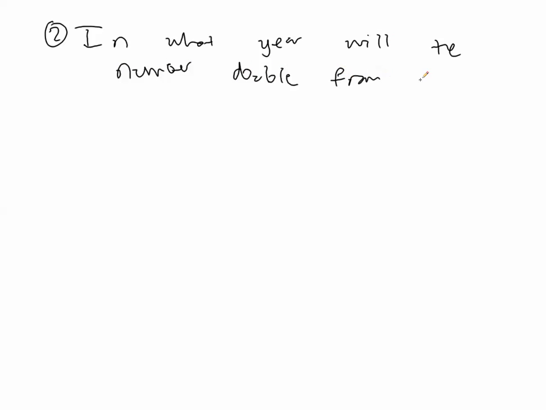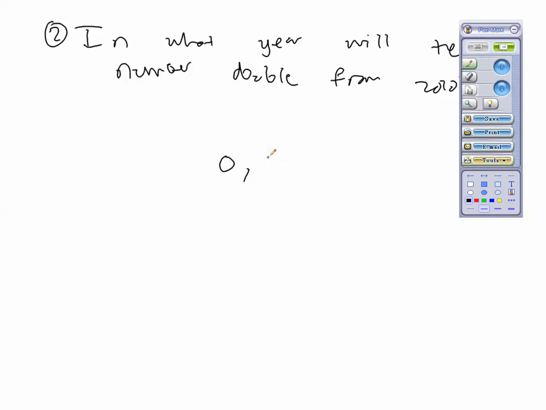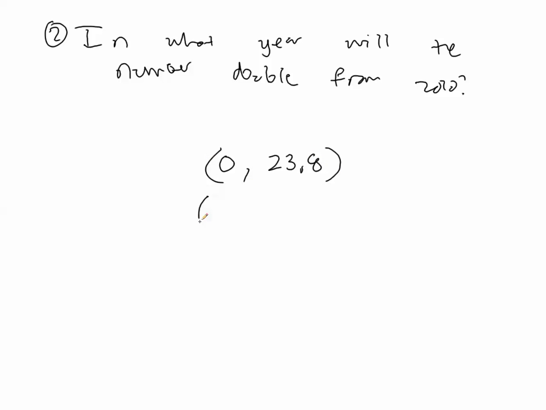We could ask, in what year will the number double from 2010? Well, what do we mean by that? We mean that if there were 23.8 million in 2010, when will there be double that many? So we know that in year 0, we have 23.8, and we want to know in what year will there be double that. Well, what is double that? It's 2 times 23.8, and I think that comes out to about 47.6. So this is actually just 47.6.